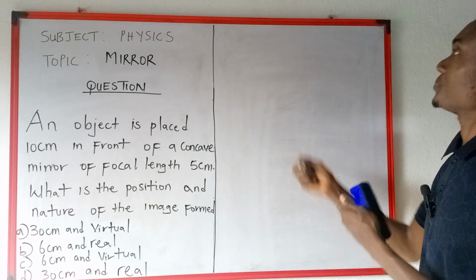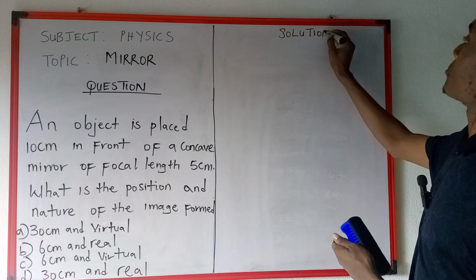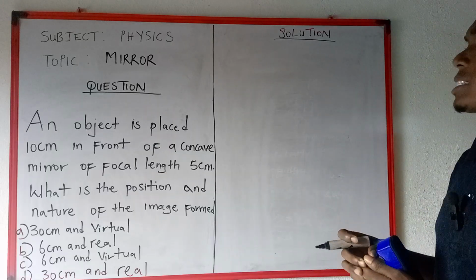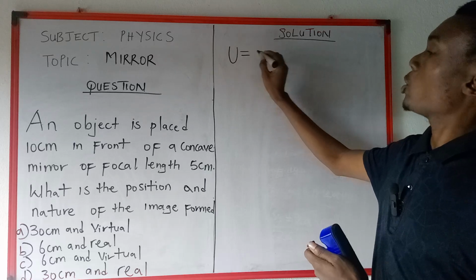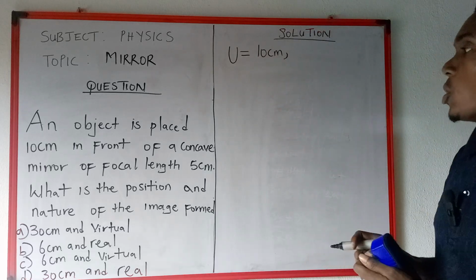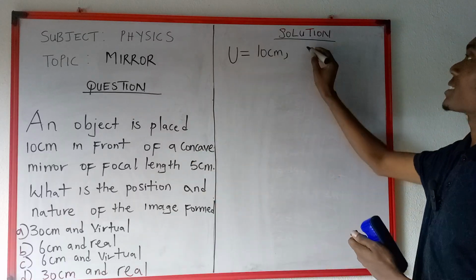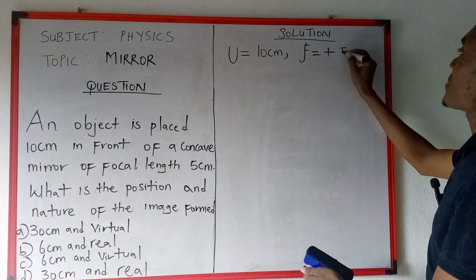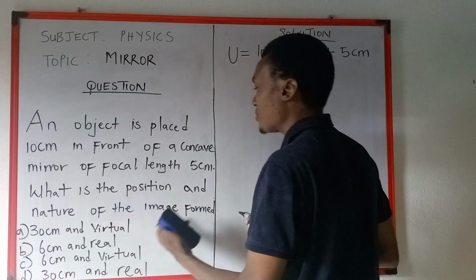Okay, solution. An object is placed 10 cm in front of a concave mirror. So you represent the object 10 cm in front of a concave mirror. Take note, it's a concave mirror. A concave mirror has a focal length which is always positive, and the focal length is given as 5 cm. What is the position and nature of the image formed?